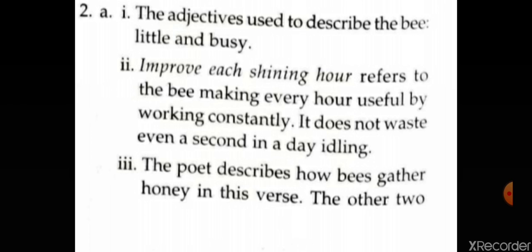Question number 1 is, which adjective does the poet use to describe the bee? So the adjectives used to describe the bee are little and busy. Next, in your own words explain improve each shining hour. So improve each shining hour refers to the bee making every hour useful by working constantly. It does not waste even a second in a day idling.